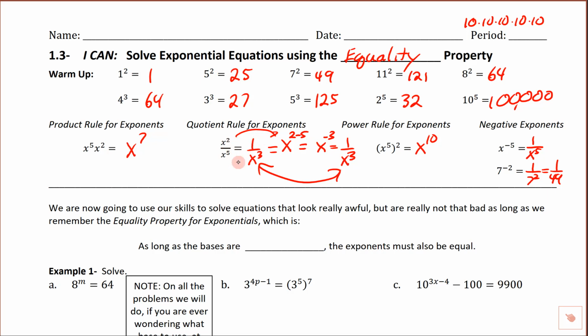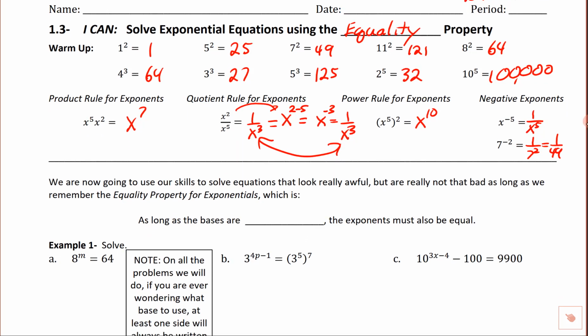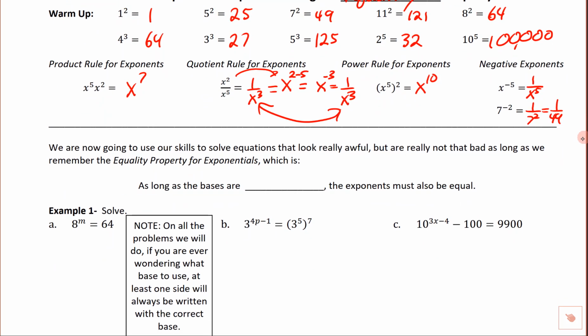It seems to make a little bit more sense. It also leaves us with a positive exponent, and we generally don't like writing things with negative exponents. Okay, let's turn our attention to the actual problems that we're going to be doing here.